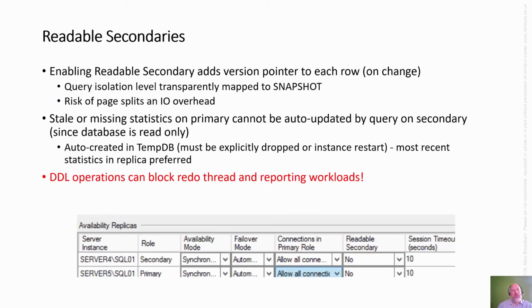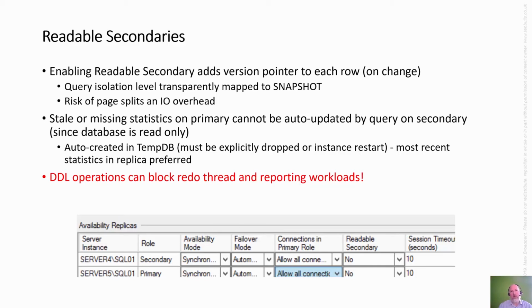Now, I've kind of touched upon in my spiel that we have these things called readable secondaries. What exactly are readable secondaries? It just simply means that if you query a secondary database in an availability group, you can read it. So that's what a readable secondary is. And this is quite useful because it means you can offload your reads and writes.